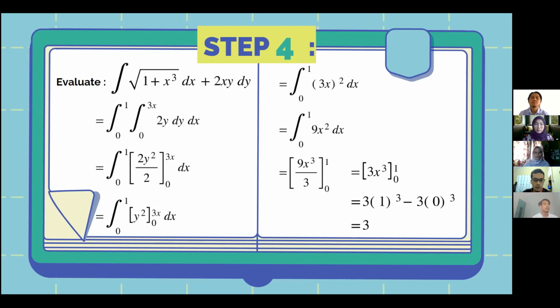So it will become y squared. I'm sorry, we just simplify this fraction and it becomes y squared. Then we substitute 0 and 3x, and it will become 3x squared. And then we integrate with respect to dx from the limit 0 to 1, and it will become 9x cubed over 3. Then we substitute the limit from 0 to 1 into the equation, and we get 3(1 cubed) minus 3(0 cubed), and the answer is 3. So the question is shown.